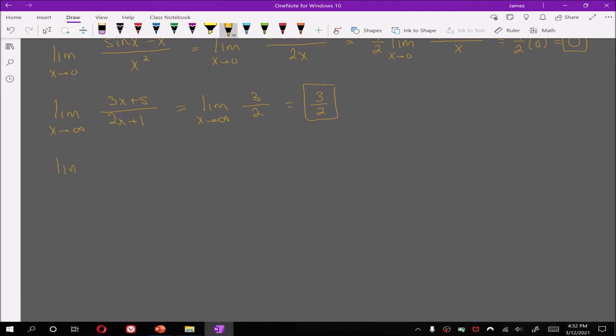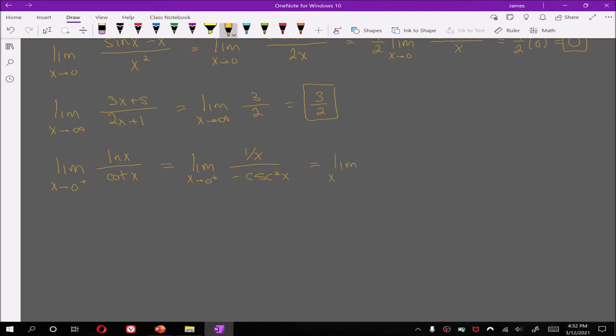Next up, we have the limit as x approaches 0 from the right, log of x over cotangent of x. This will give us infinity over infinity. L'Hopital's rule. Limit as x approaches 0 from the right. Derivative of the numerator is 1 over x, over the derivative of the denominator, which is negative cosecant squared of x.